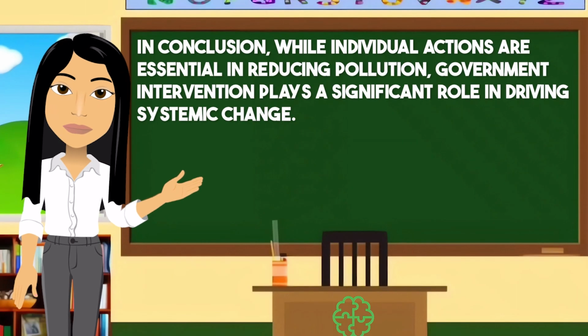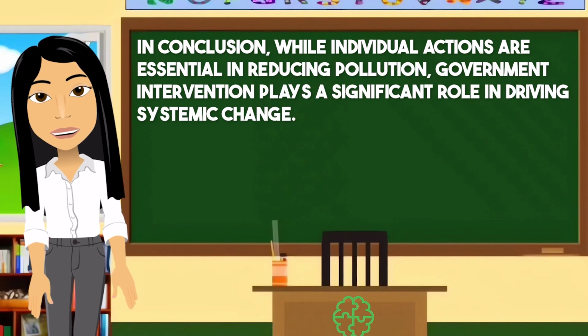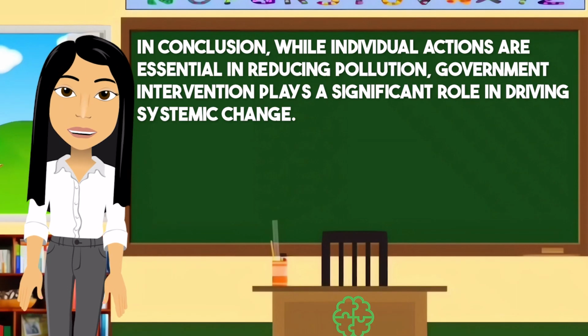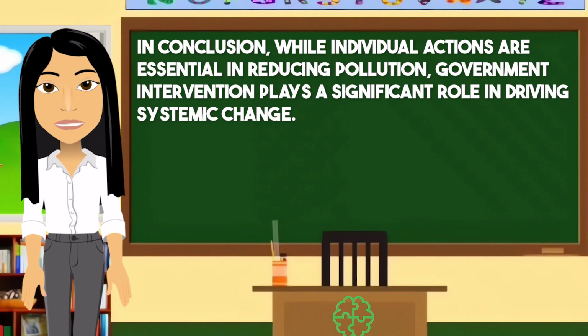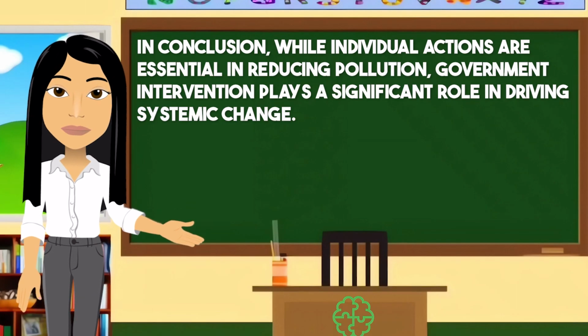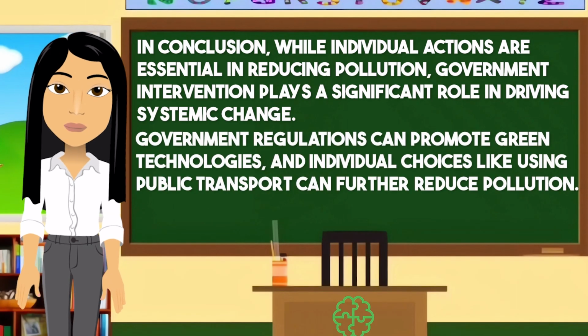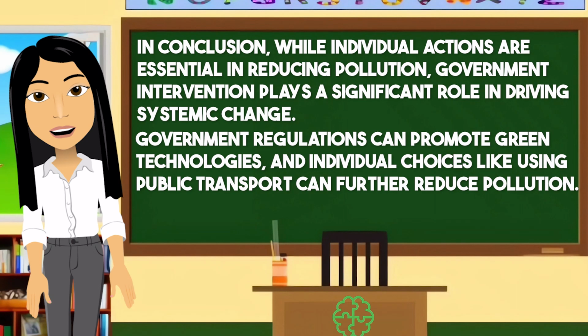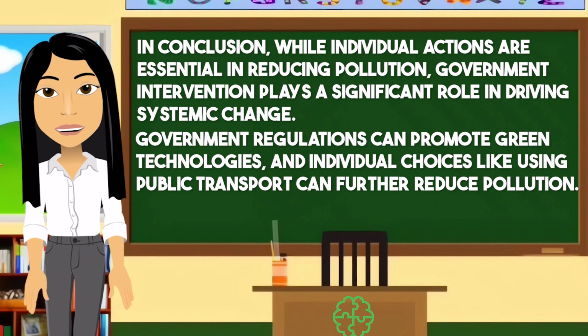For example, in conclusion, while individual actions are essential in reducing pollution, government intervention plays a significant role in driving systemic change. Then, briefly recap the main arguments from your body paragraphs. You might write, government regulations can promote green technologies, and individual choices like using public transport can further reduce pollution.